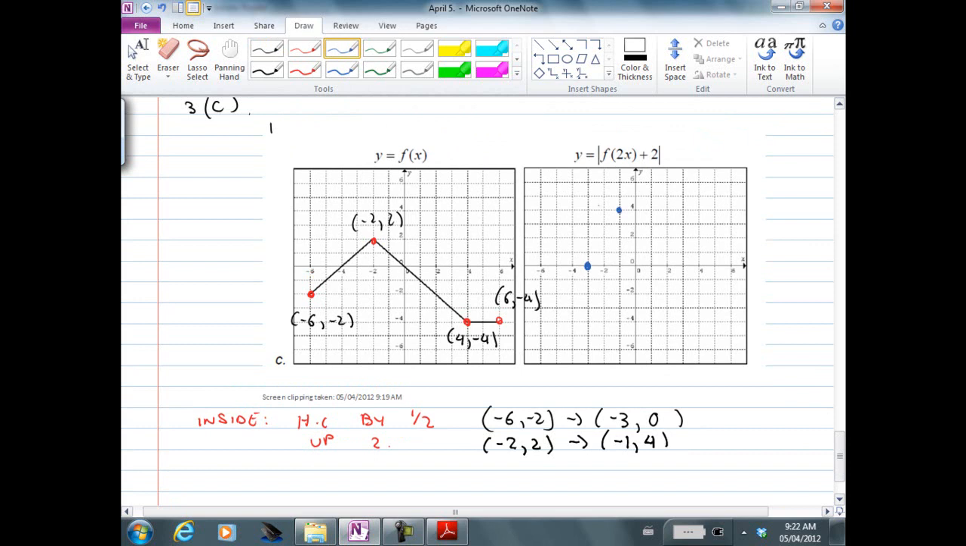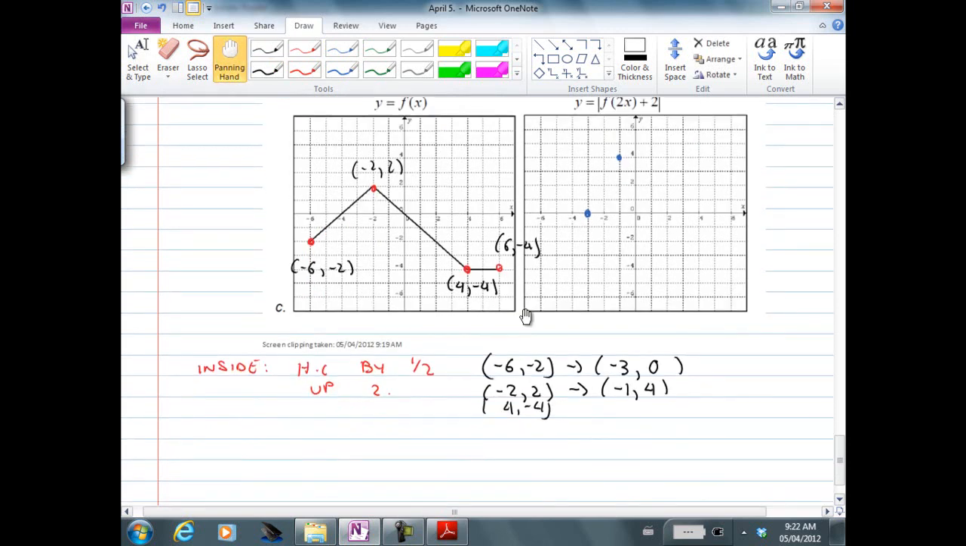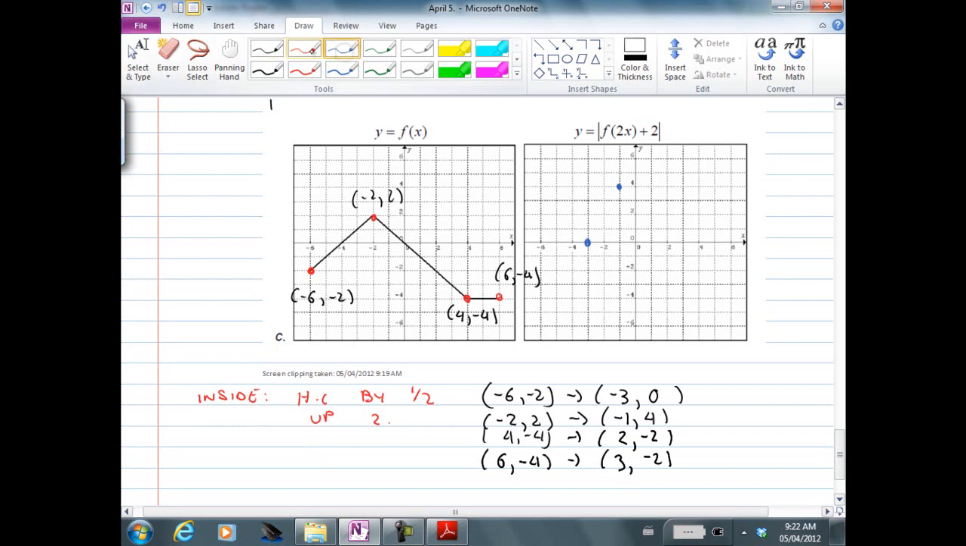Okay. I do the next one. 4 and -4. Exact same thing, no tricks. So this is going to be 2, -2. Finally, one more. 6, -4. That becomes 3 and -2. We're going to plot all these points right now on your new grid. And it's probably best if you do it in pencil. 2, -2 is right here. 3, -2 is right there.